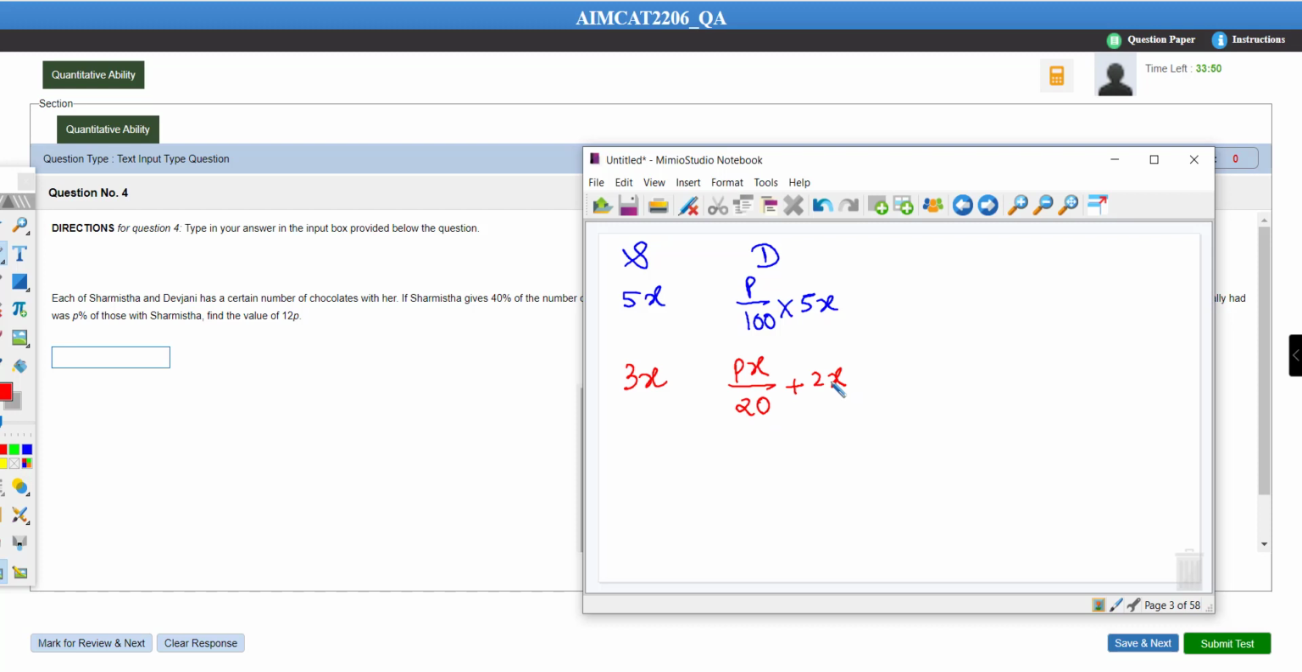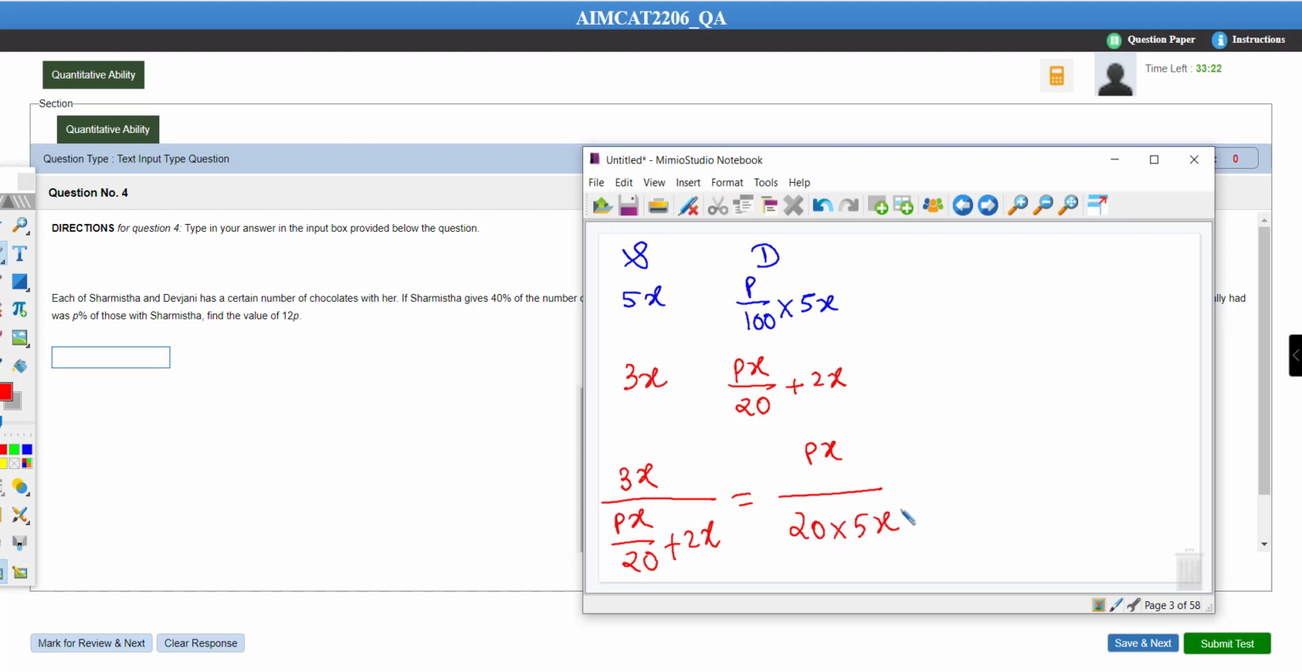Okay, so now the ratio will reverse. Now the ratio will reverse means what? Look here, initially, now S has 3x chocolates and D has Px divided by 20 plus 2x chocolates, and now the ratio is going to be how much? Initially the ratio was 5x divided by P by 100 into 5x. Now it will get reversed, means it will be Px by 20 divided by 5x.